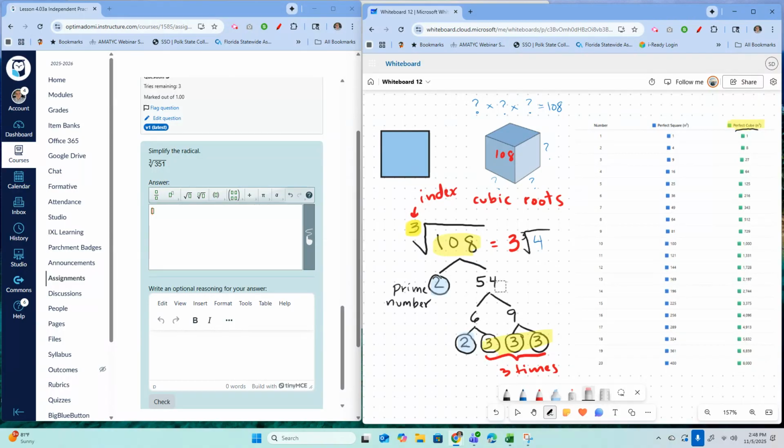Okay, let me write this index. Let me fix this. Remember, we're working with cubic roots, so I had to keep that little number there. And this is my answer there. Okay, this is how you do this problem. Let's go to the next one.